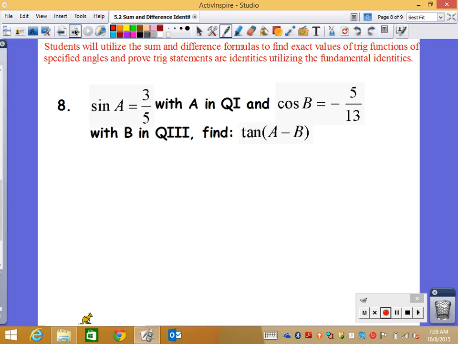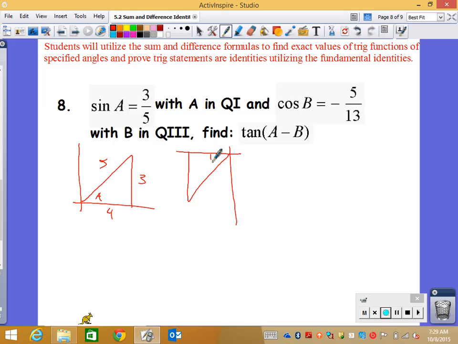Hey, let's do one more. Same idea. Sine of A is 3/5, quadrant 1. Cosine of B is negative 5/13, quadrant 3. So my pictures are going to be the same. I'll redraw them here quick. Same triangles though. We have 3/5, 4, and then in quadrant 3 is my B angle, negative 5/13, and negative 12. So that's my same triangles here, just redrawn.